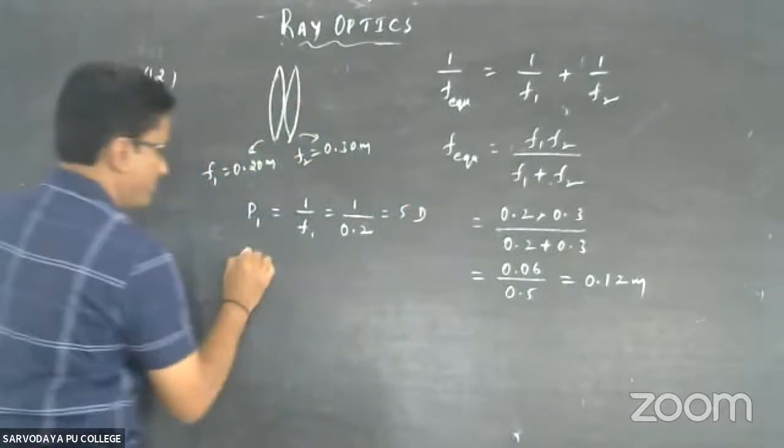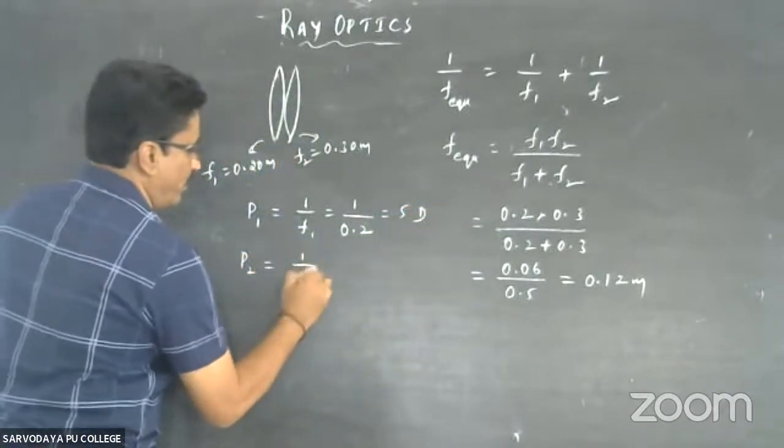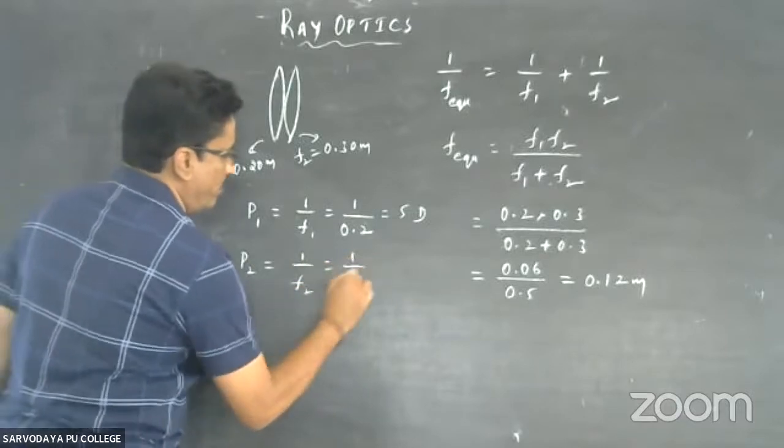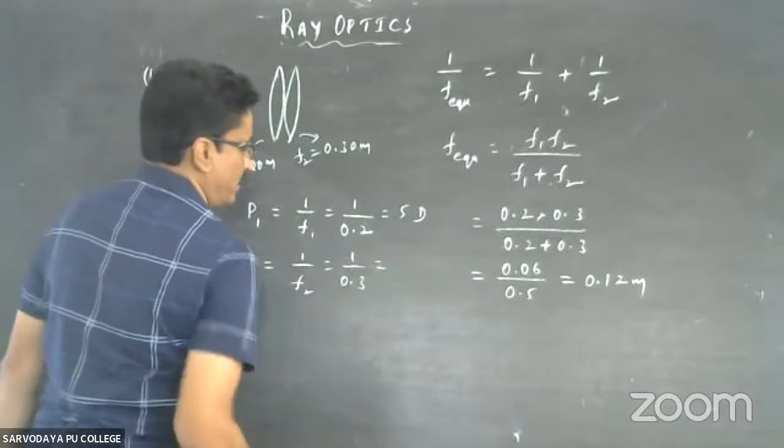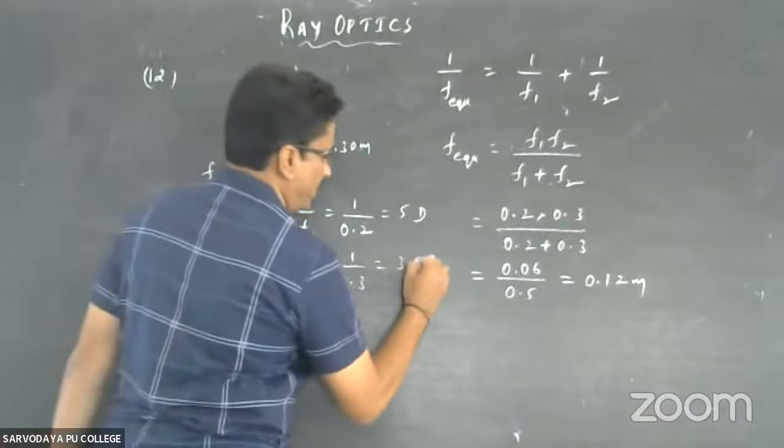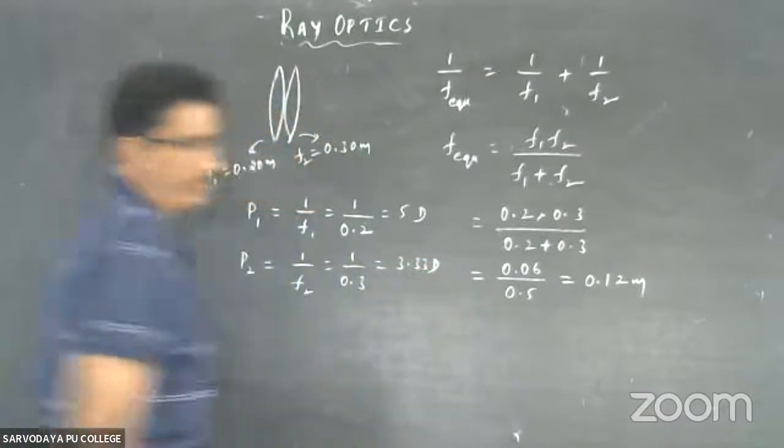The second one, 1 by f2, which is 1 by 0.3. Therefore, it is 3.33.